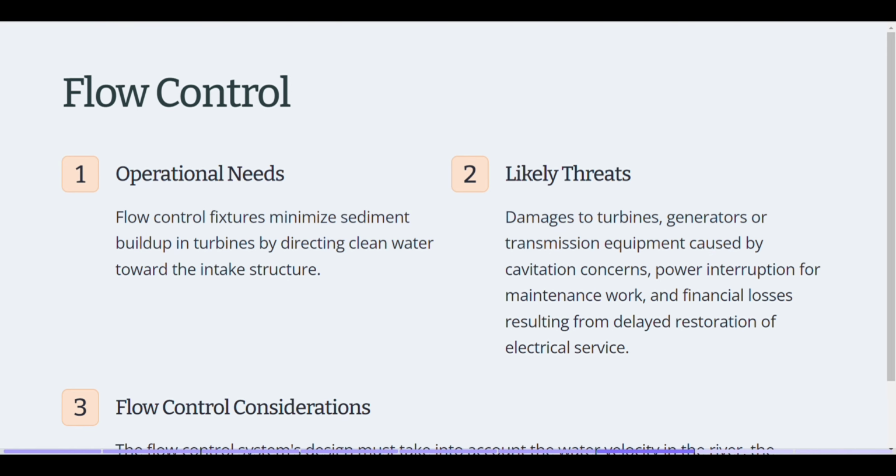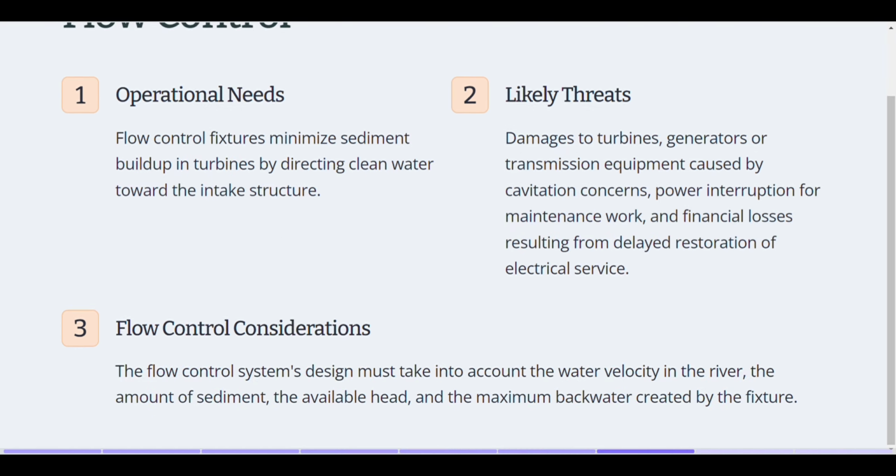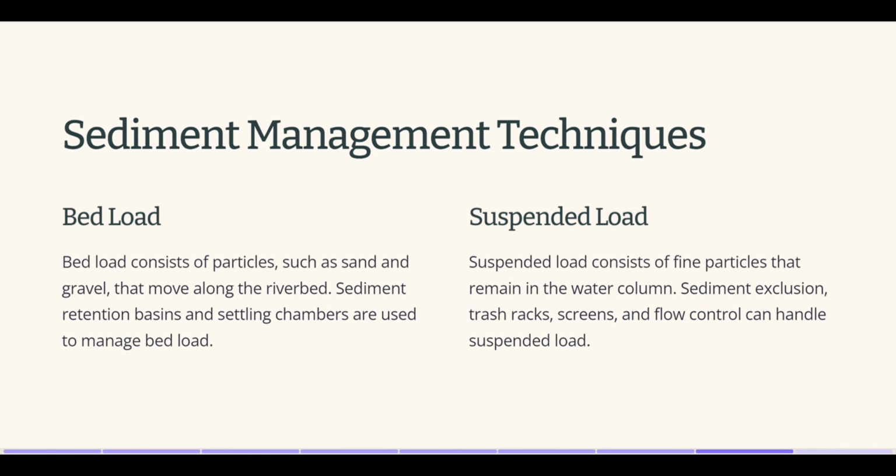Flow control considerations. The flow control system's design must take into account the water velocity in the river, the amount of sediment, the available head, and the maximum backwater created by the fixture. Sediment management techniques. Bed load. Bed load consists of particles, such as sand and gravel, that move along the riverbed. Sediment retention basins and settling chambers are used to manage bed load.